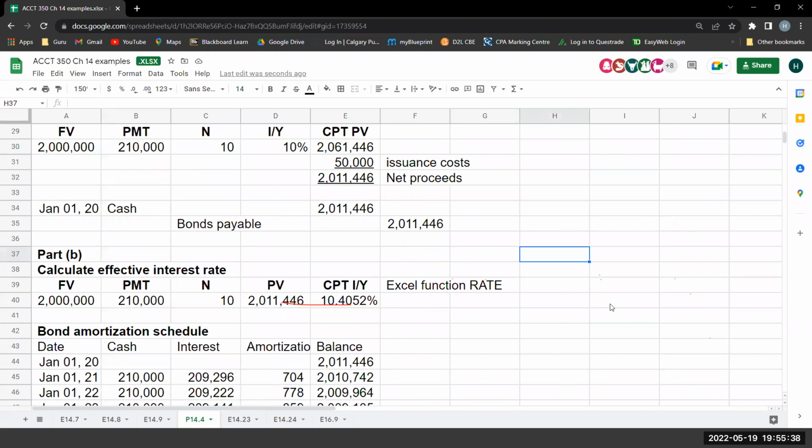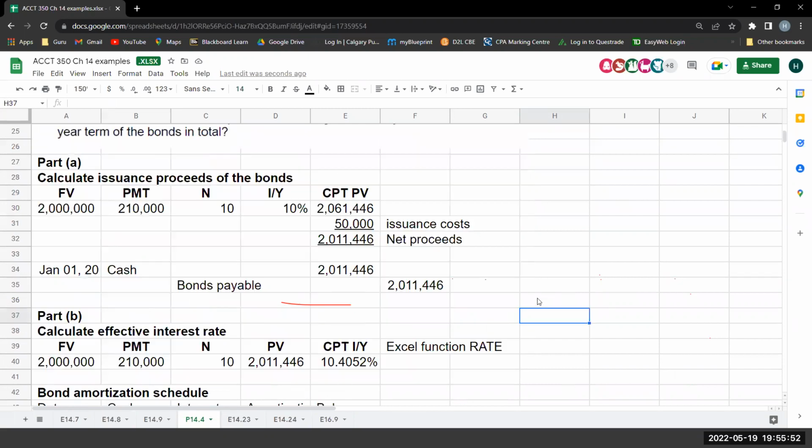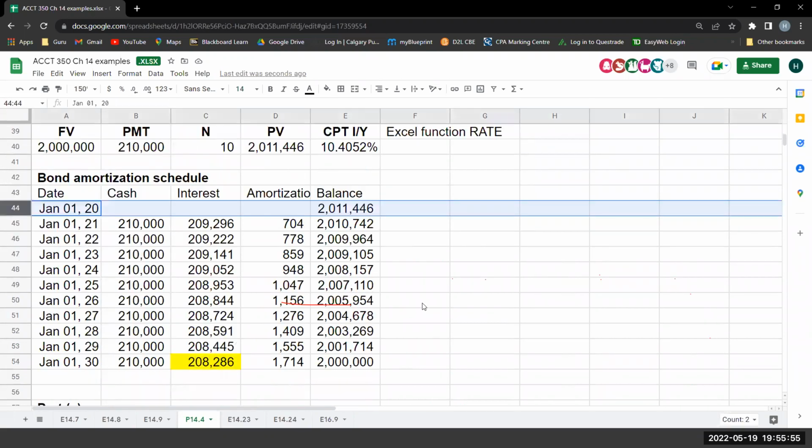All right, so that was part A and B. Part A, record the entry for the issuance of the bonds. Part B, bond amortization, showed you that. Part C, prepare the journal entries required for accruing the interest on December 31st, 2020, so the end of the first year. We issued the bonds January 1st, 2020. The first payment of $210,000 is going to be made on January 1st, 2021, which is technically next year, because 2020 will end on December 31st, 2020. But the bonds were outstanding for 2020.